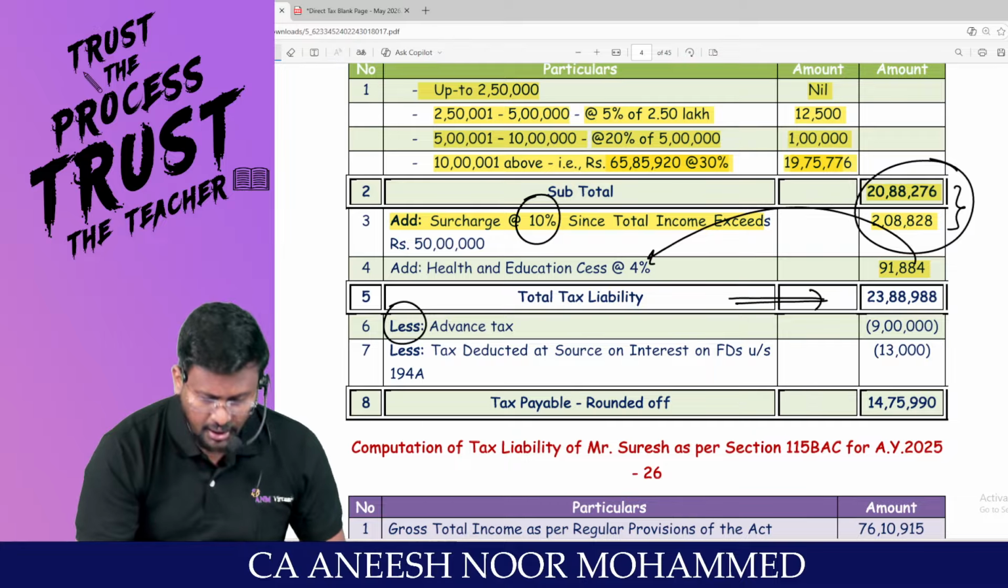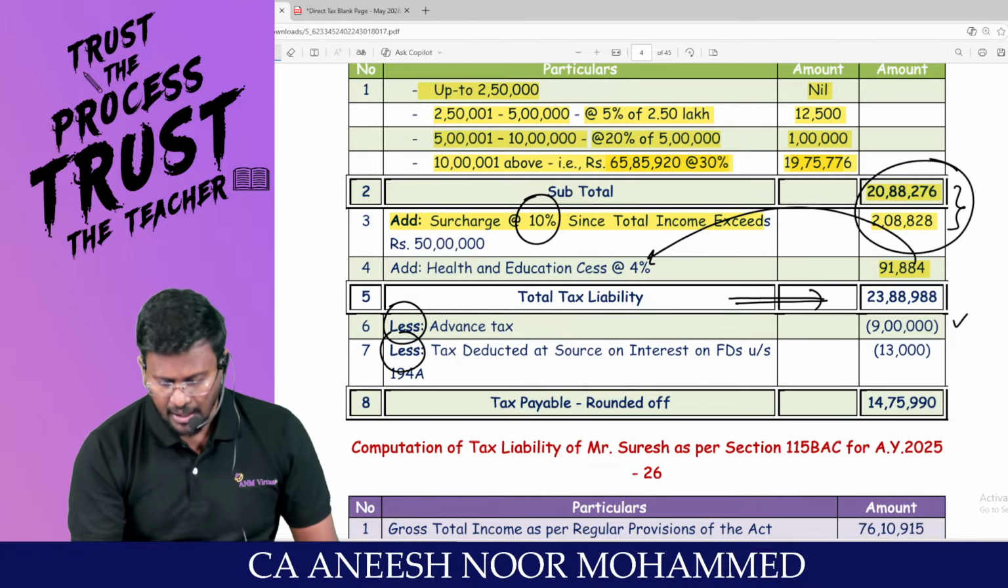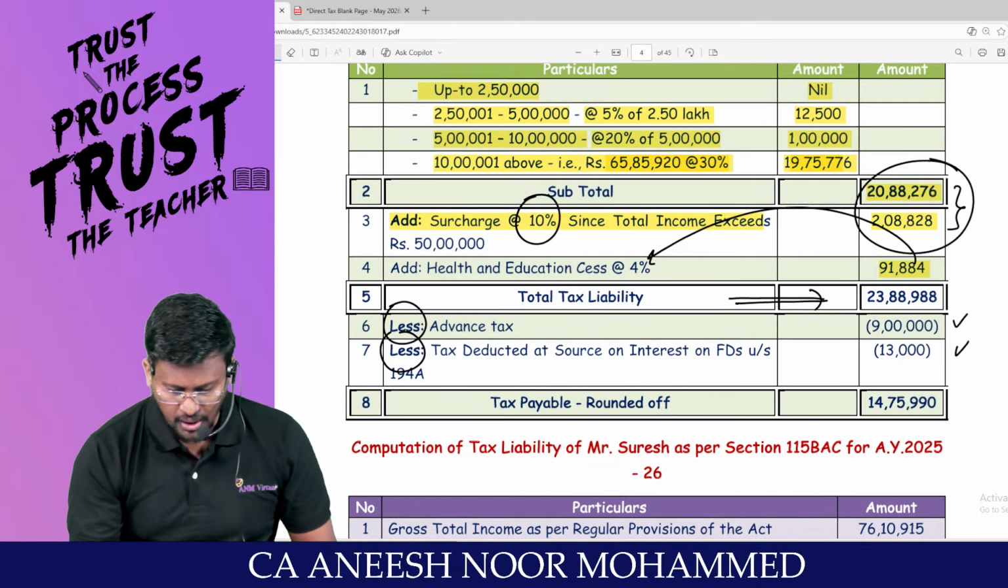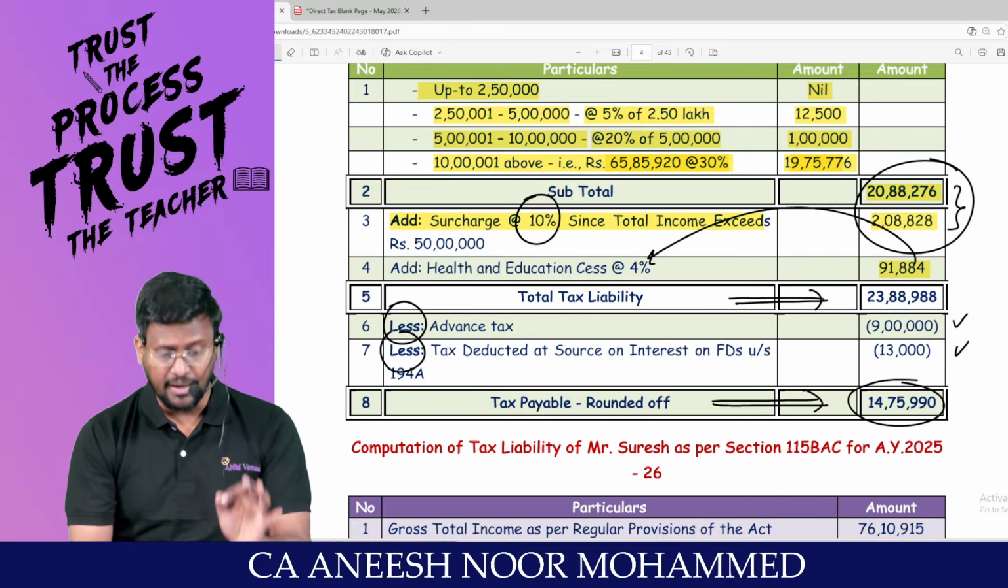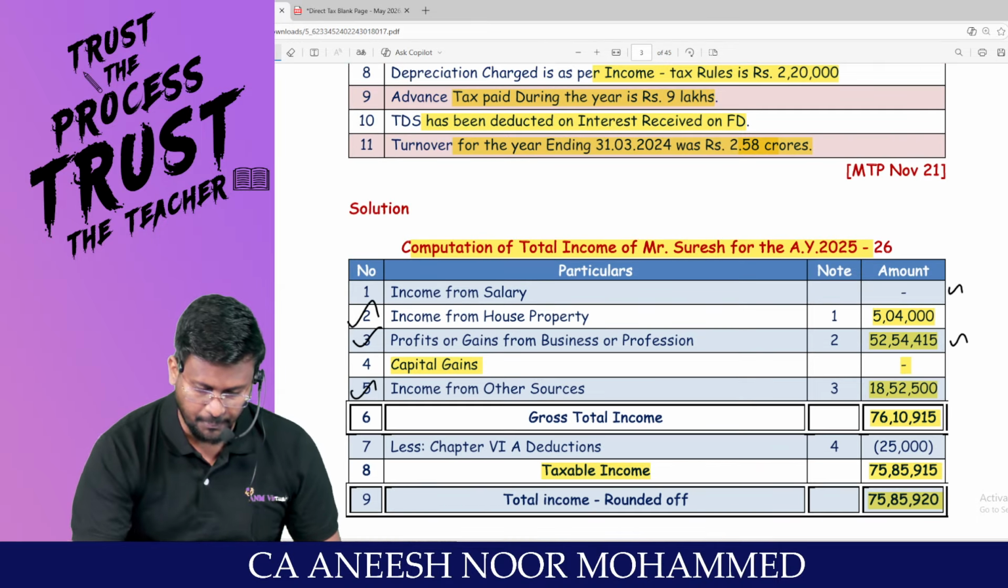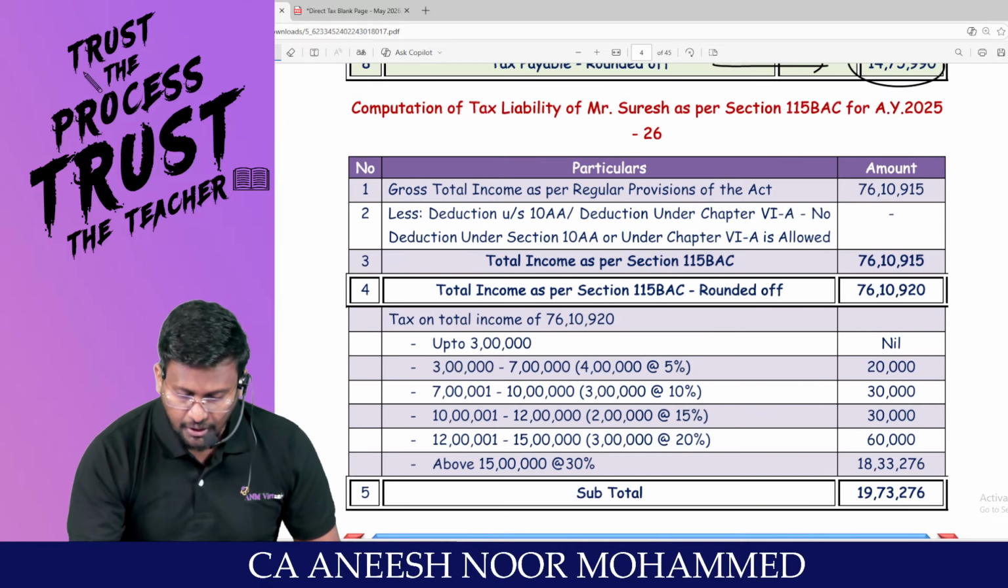In that, already the assessee has paid advance tax, less tax deducted at source on FD 13,000. You will be getting tax payable of 14 lakh 75,990 as per the optional tax regime. Now I am going to move into the default tax regime.